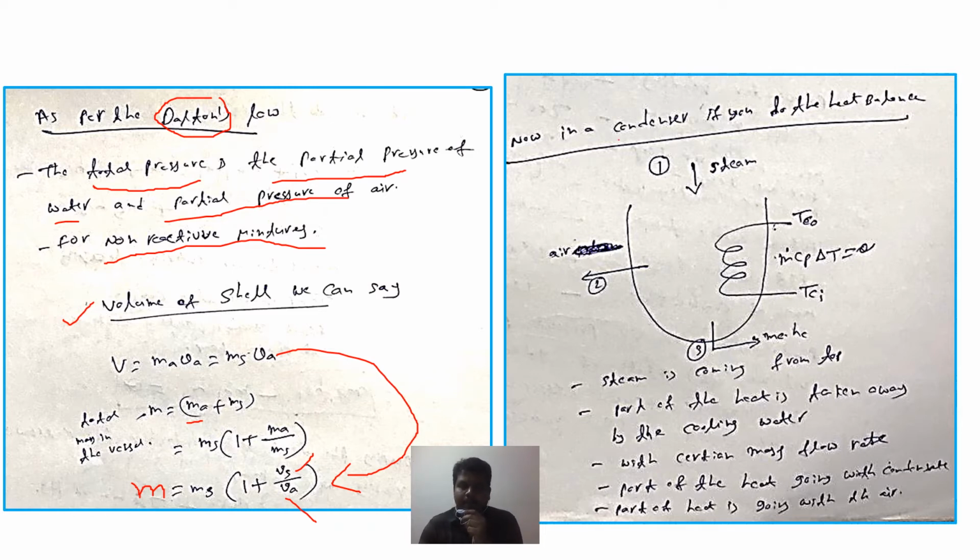Now, in a condenser, if we do a heat balance, for example, this is the shell. In the condenser, heat is going away in 3 ways. As we know, the condenser is a shell, and inside the shell there will be a bundle of tubes. The water will flow inside the tubes. The steam will flow over the tubes.